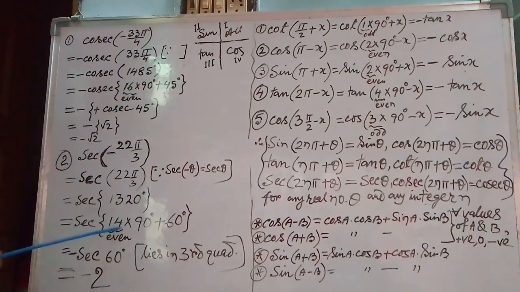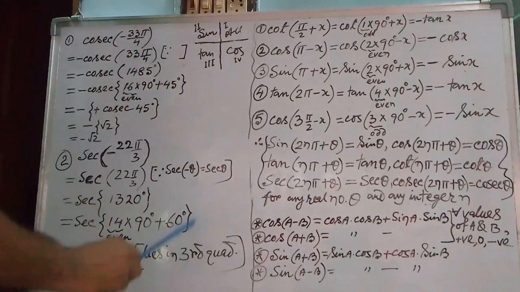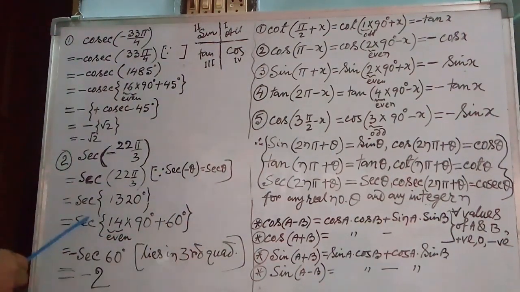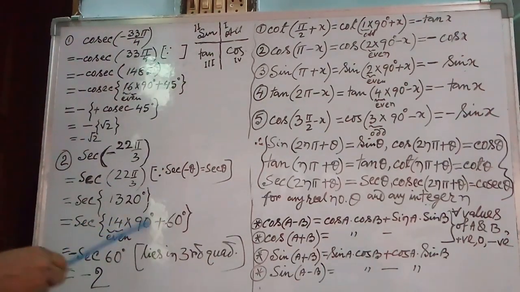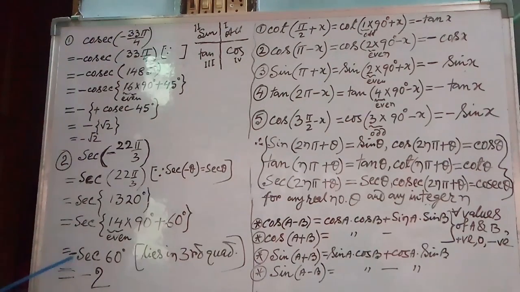Now, since the multiple 14 is an even number, when it is even, sec will be sec. It will not be changed. Sec and this angle, sec 60. You have to see this line. From this line, we see sec of 14 into 90: 14 is even, so sec will be sec. It will not be changed. So sec 60. Now from this line, you have to see what the sign will be, minus or plus.